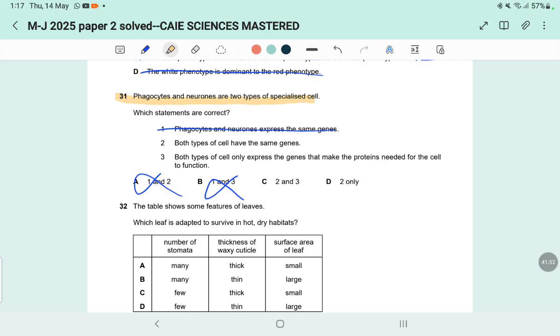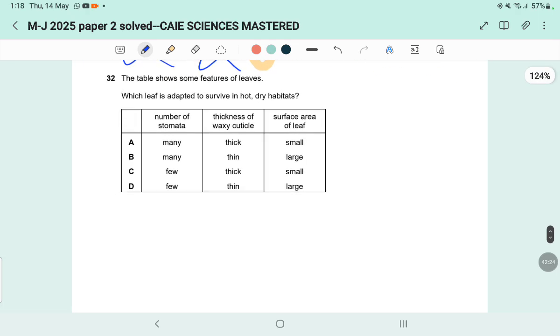Now for 2 and 3, you're gonna choose what? Well, this option saying here both types of cells have the same genes. Of course they have the same genes, they have the same genotype, which is the same DNA. The DNA does not change. The changing only occurs when expressing that gene, producing a different protein for each different cell in different parts of the body. Okay. Number 3, both types of cell only express the genes that make the proteins needed for the cell to function. So what I said just 5 seconds ago, so now it's 2 and 3, so basically here the answer will be C.